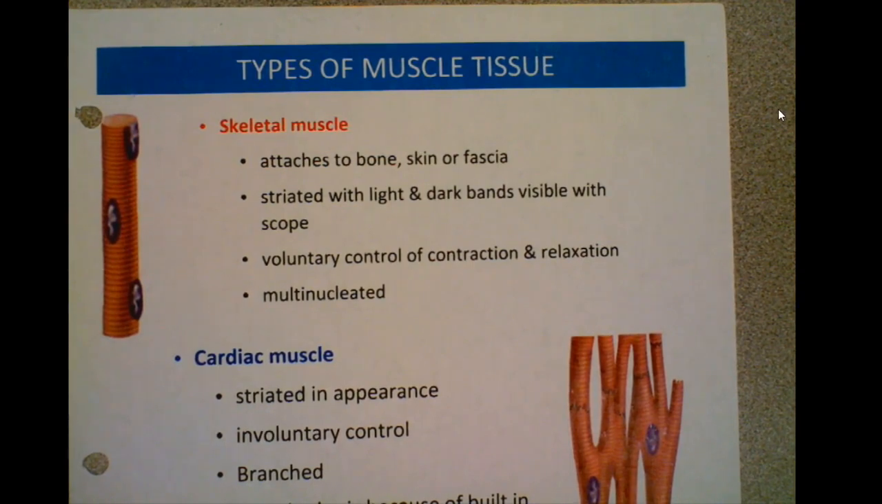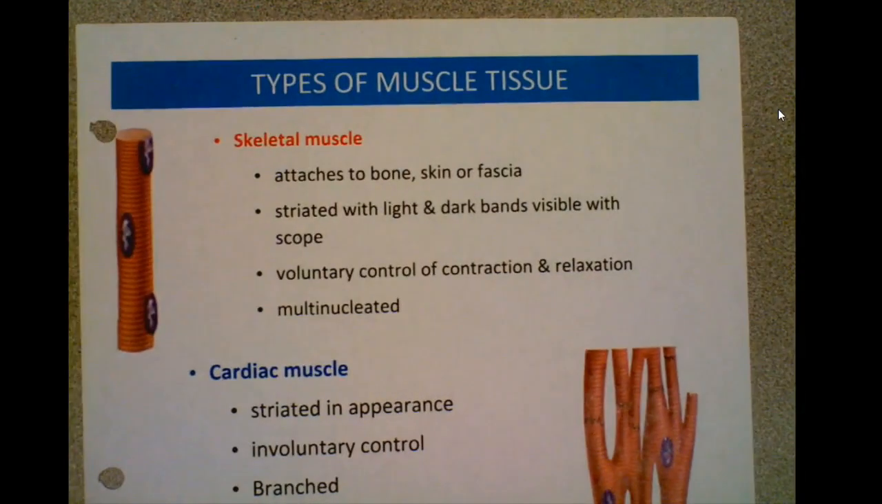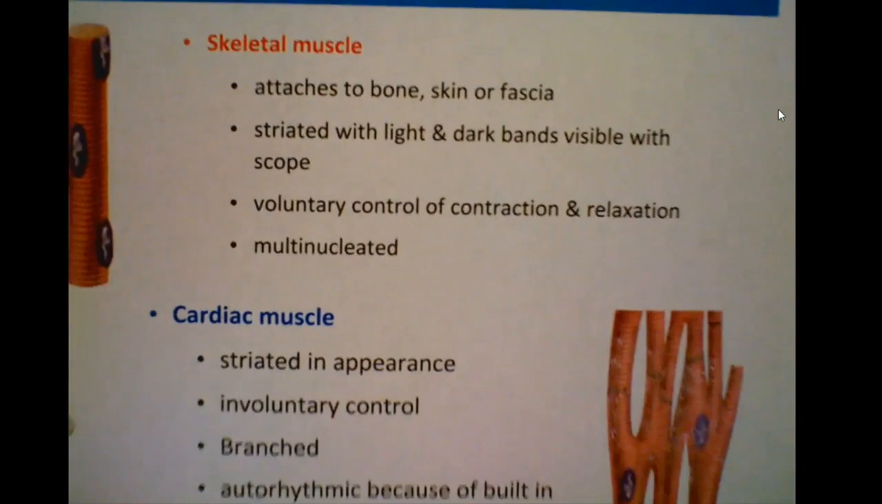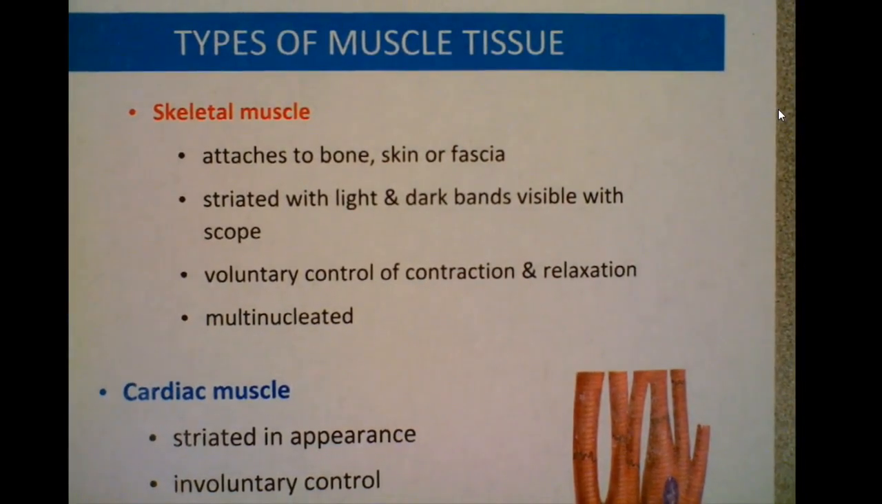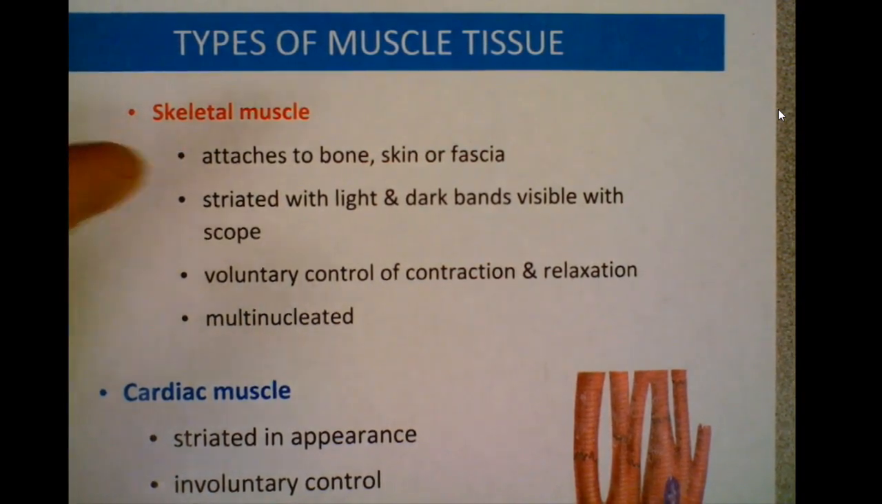Okay. So we've got 3 different types of muscles that we want to mention. And muscle tissue of these 3 types all have those properties. And the first type of muscle is skeletal muscle. Skeletal muscle is the muscles that we're learning in lab class. They attach to bones. They can sometimes attach to skin or other fascia, but mostly to bones.